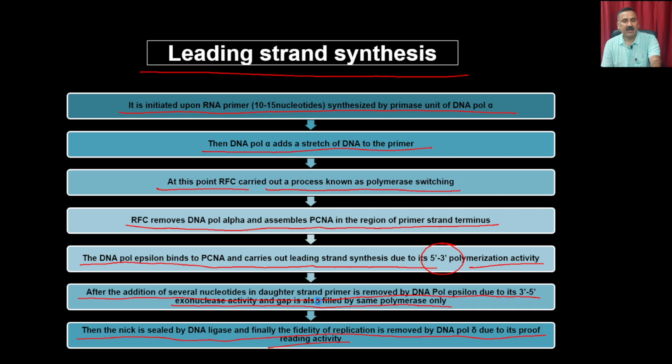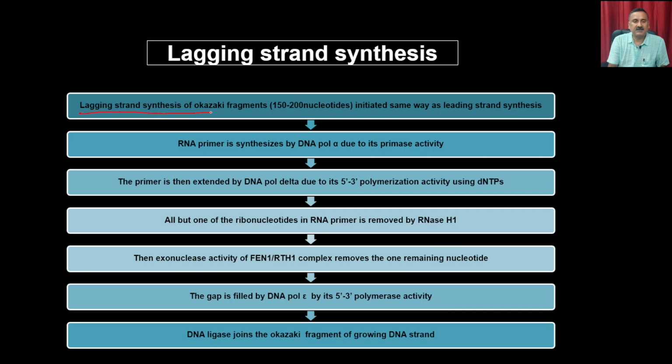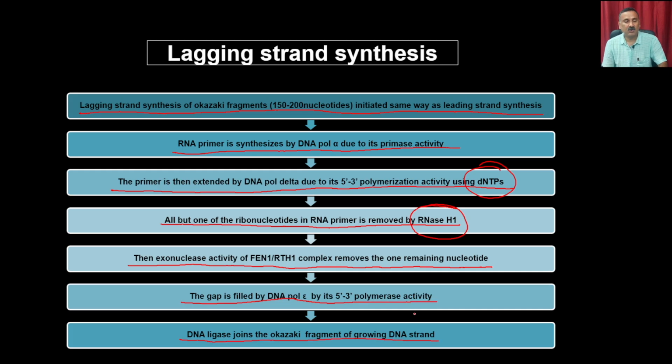Then we have the lagging strand synthesis. Lagging strand synthesis of the Okazaki fragments is initiated the same way as the leading strand synthesis. The RNA primer is synthesized by DNA pol alpha due to its primase activity. The primer is then extended by the DNA pol delta due to its 5 prime to 3 prime polymerase activity using the dNTPs. All but one of the ribonucleotides in the RNA primers are removed by the RNase H1. Then the exonuclease activity of the FEN1 complex removes the one remaining nucleotide. The gap is filled by the DNA pol epsilon by its 5 prime to 3 prime activity, and the DNA ligase joins the Okazaki fragments of the growing DNA strands.